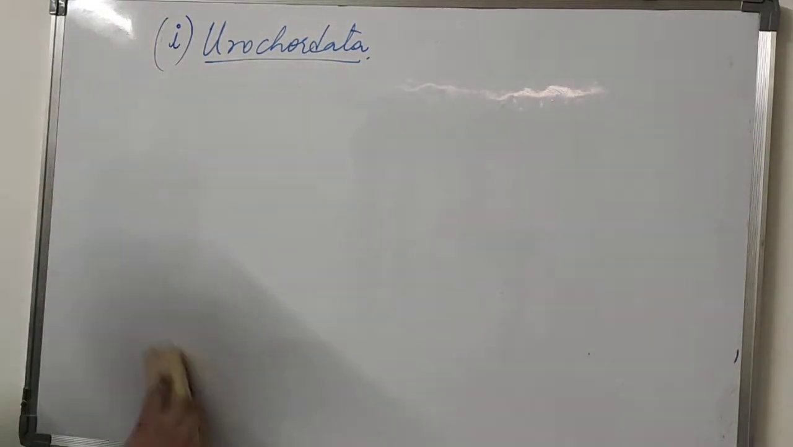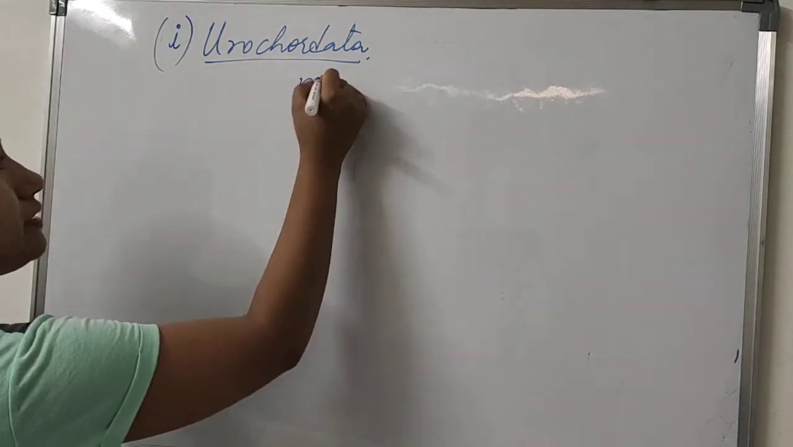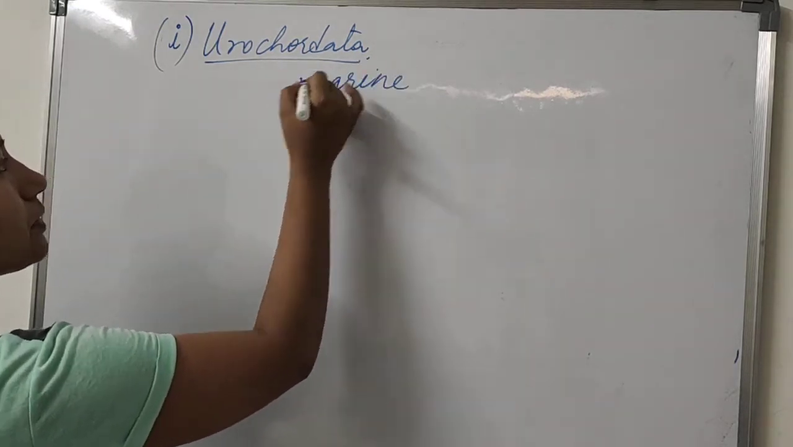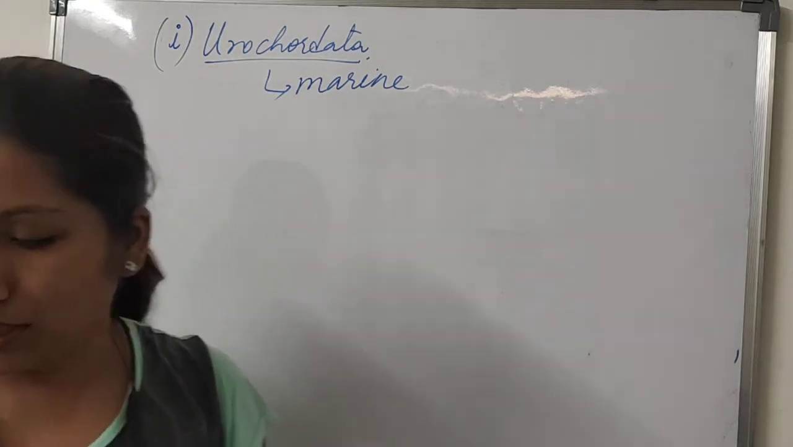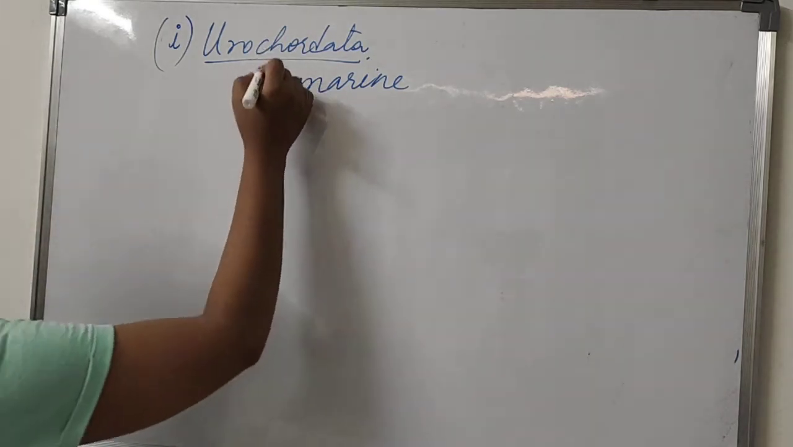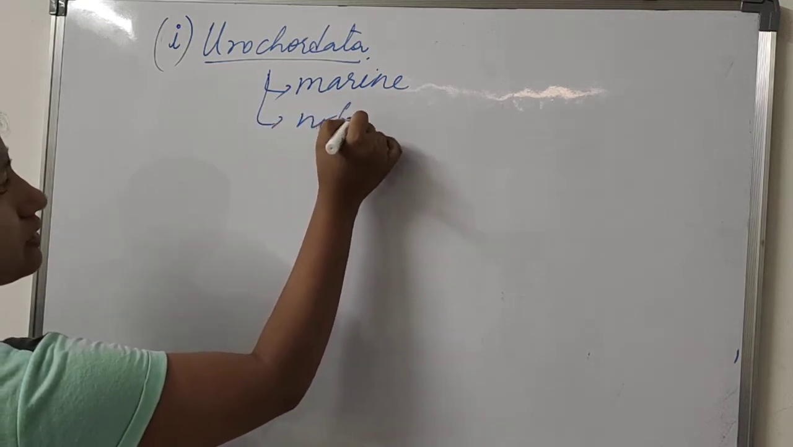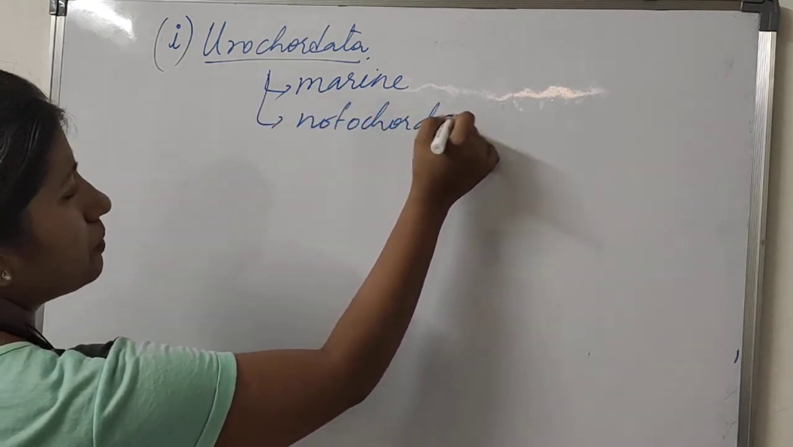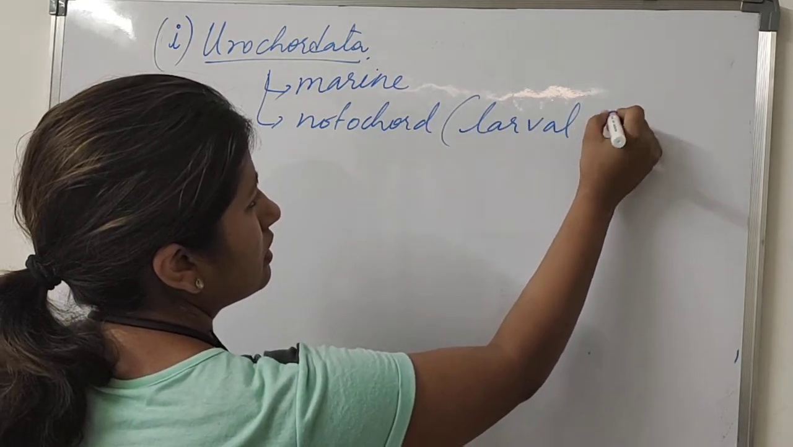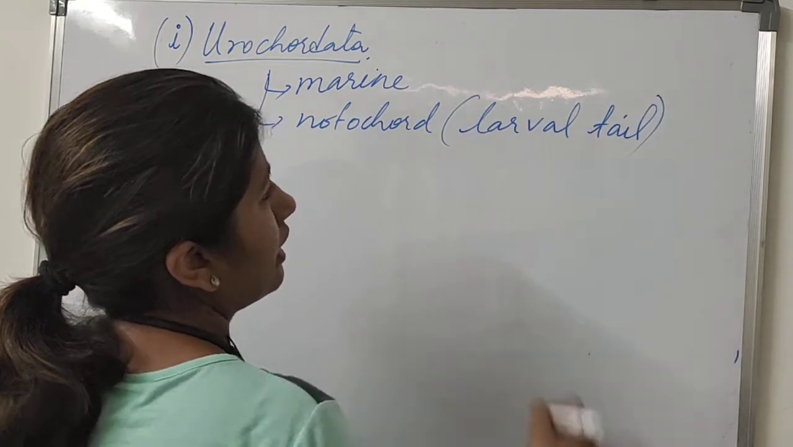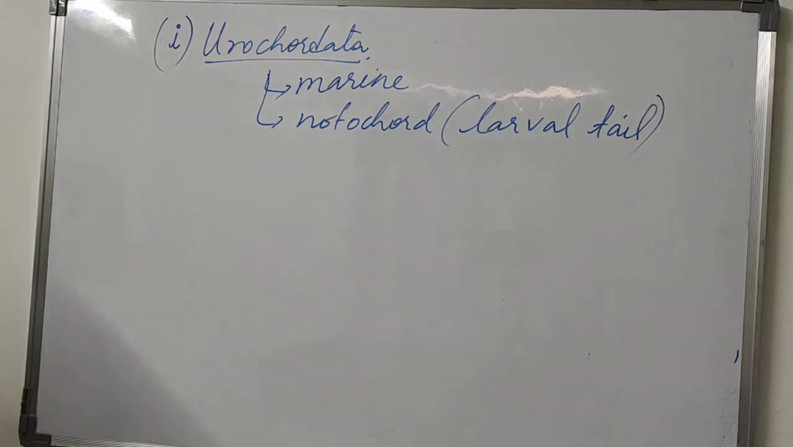Now we will see Urochordata. They are marine dwellers, exclusively marine dwellers. They are found only in marine. And the notochord is present only in the larval stage, and that also in the larval tail.